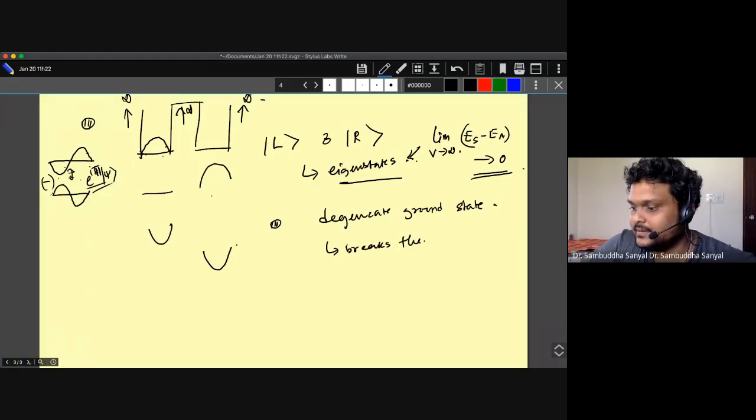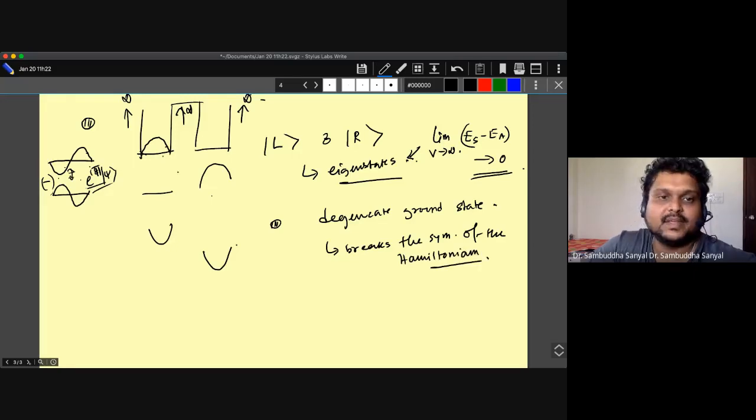It breaks the symmetry of the Hamiltonian. Why? Can you see why it is breaking the symmetry of the Hamiltonian? Because if I have this state here and it is 0 here, that obviously doesn't have the same x to minus x symmetry. Similarly, both of these are ground states, and both of them are breaking the symmetry of the Hamiltonian. Do you understand this point?